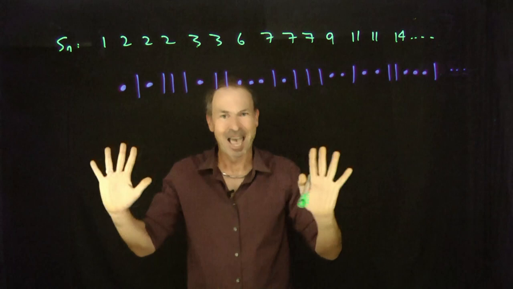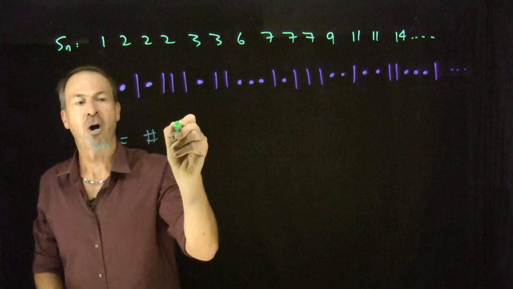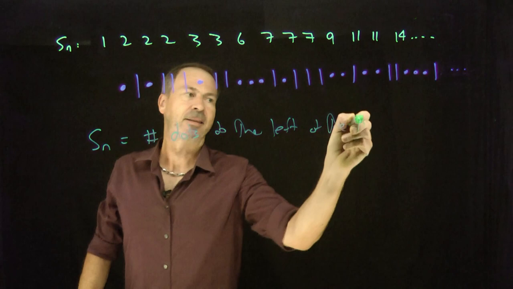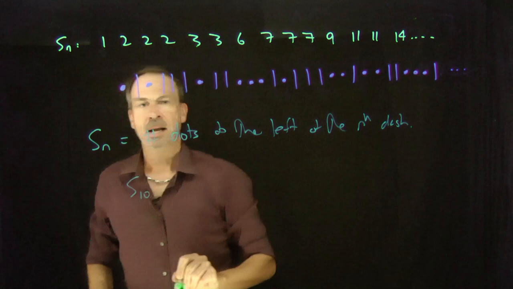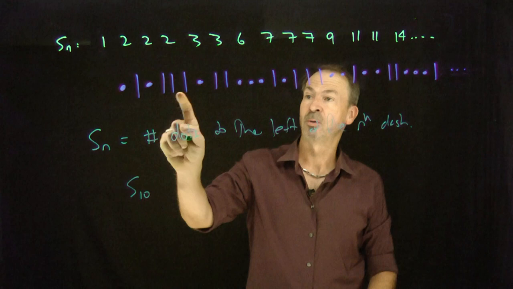How? How do you unlock that? Well, the idea is to think of this. Take Sn to be the number of dots to the left of the nth dash. Okay, so what does that mean? Let me be concrete. S10. That will be the number of dots to the left of the 10th dash in my picture. So where's the 10th dash? 1, 2, 3, 4, 5, 6, 7, 8, 9, 10. There it is, the 10th dash.